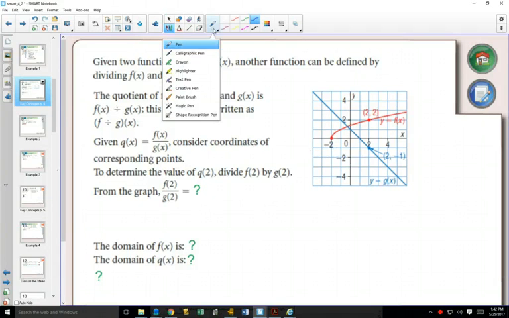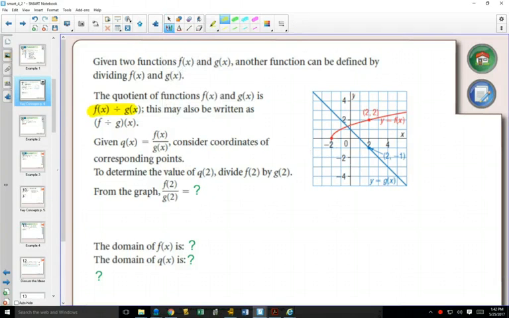The reason dividing is done separately is that the domain is a little bit different when you get to dividing. Unlike adding, subtracting, and multiplying, where you just have to find the overlap of the domains, dividing adds non-permissible values because you can't divide by 0. Here are two notations, f of x divided by g of x, and f divided by g of x.